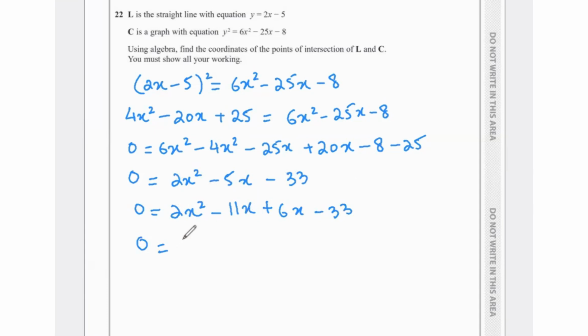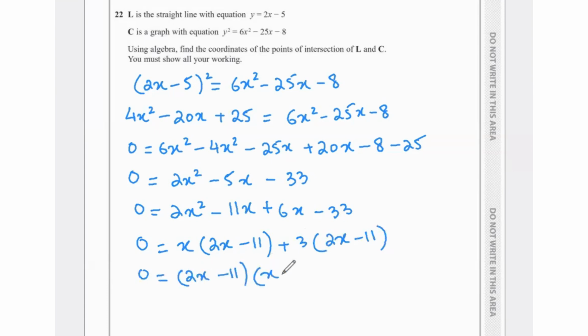In the first two terms, we have x common, so 2x minus 11 comes in the bracket. In the last two terms, we have 3 common, so we'll have 2x minus 11 inside the bracket again. So we take 2x minus 11 common, and inside the bracket we'll have x plus 3. So one value of x is 11 over 2, and the other is negative 3.